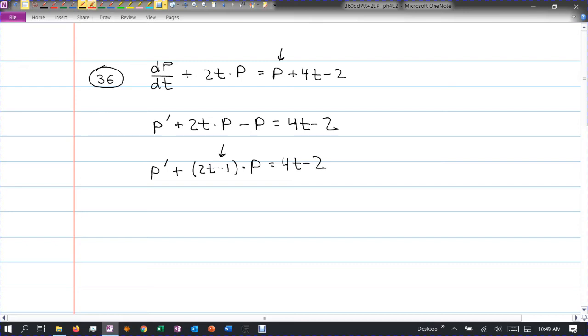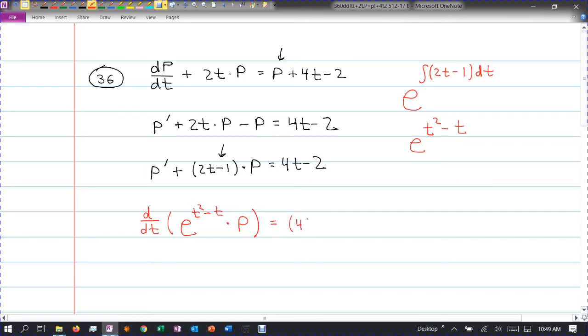So now my integrating factor, e to the integral of 2t minus 1 dt. So that's just going to be e to the t squared minus t. Oh yeah, that's real nice. Okay, so now we know my left side becomes the derivative with respect to t of the product of the integrating factor and p, and that must equal 4t minus 2 times the integrating factor.